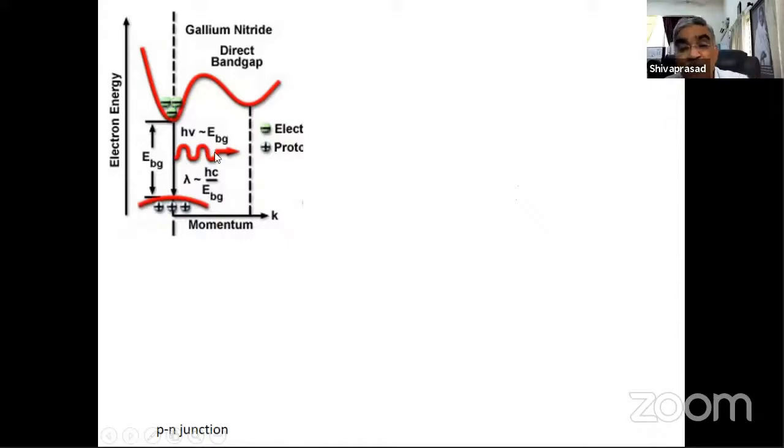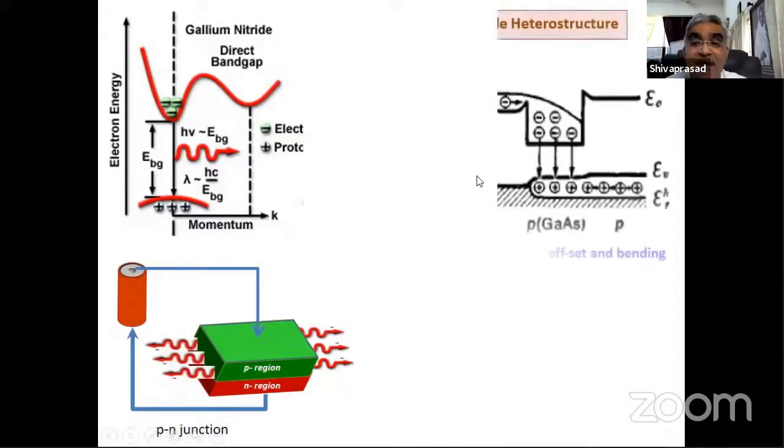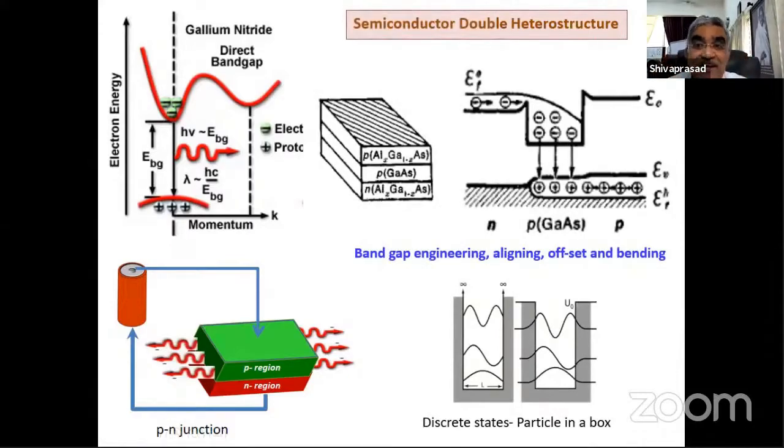But as I told you, in the material, one electron will be excited and it doesn't know where to go to search for the electron. So to enhance the probability of one electron which is excited to come and recombine, we create a diode. That's what I told you. But even this is not very efficient. We have to enhance the efficiency of an LED by making this very interesting heterostructure. This semiconductor heterostructure is very, very important.